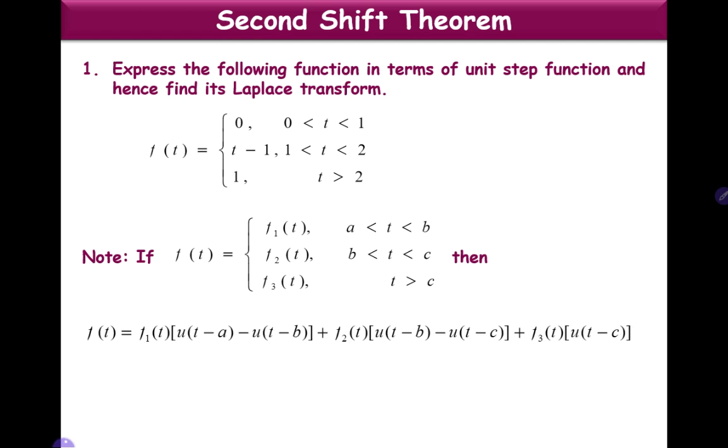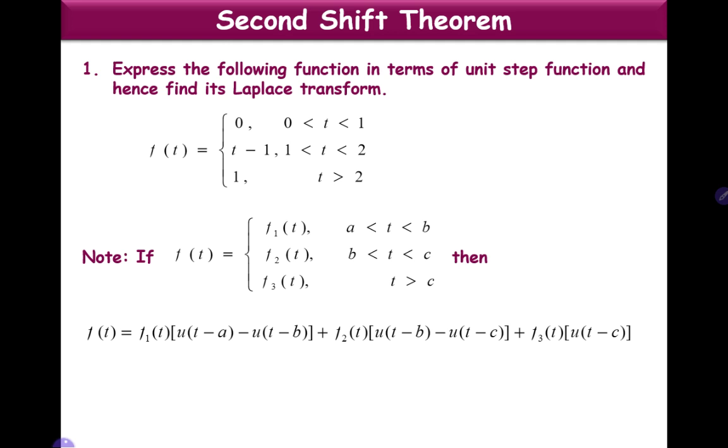Watch carefully. F of t can be written as f1 of t, that is the first function, into u of t minus a minus u of t minus b, plus f2 of t into u of t minus b minus u of t minus c, plus f3 of t into u of t minus c. So observe how we wrote it as a unit step function. I'll explain why f of t can be written like this.